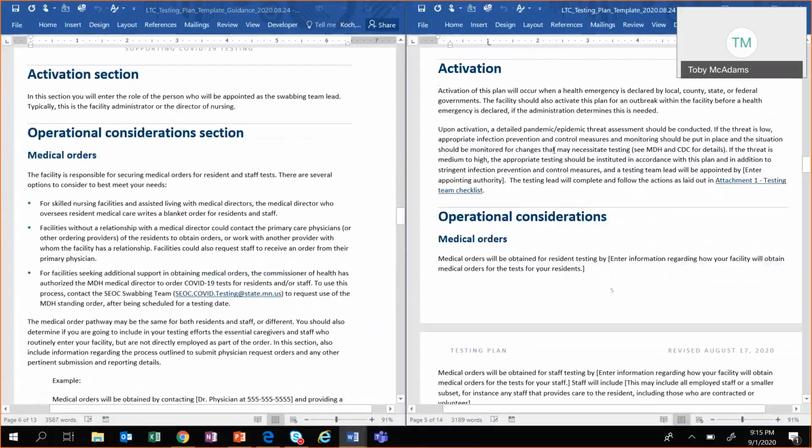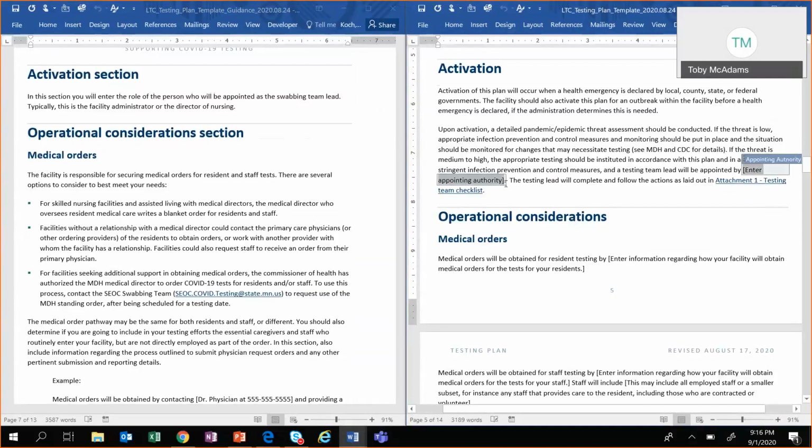All right, activation. Now, every plan has an activation stage. And so really here we're looking at what is going to trigger the activation of your plan. Is it the declaration at a state level? Is it community-wide spread and you need to activate sooner rather than later? Who's going to make that decision, again, at the state level or at the facility level? Thinking about the role of the staff that's going to be responsible to activate the plan. And that is the key thing here that you're going to update.